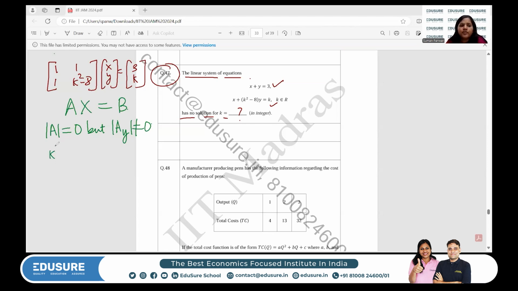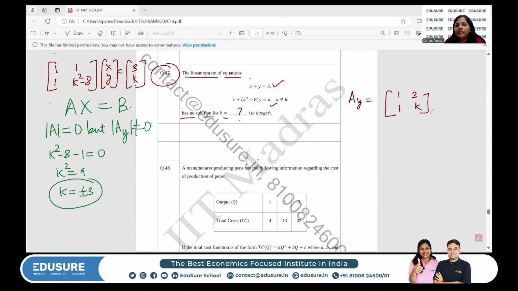So determinant is going to be k squared minus 9... so k squared equals 9. So k is either plus 3 or minus 3. Okay. Now what do you mean by A_y? So A_y is obtained by substituting these y coefficients with B. Okay. So this is going to be 3, k. So determinant of A_y is k minus 3.